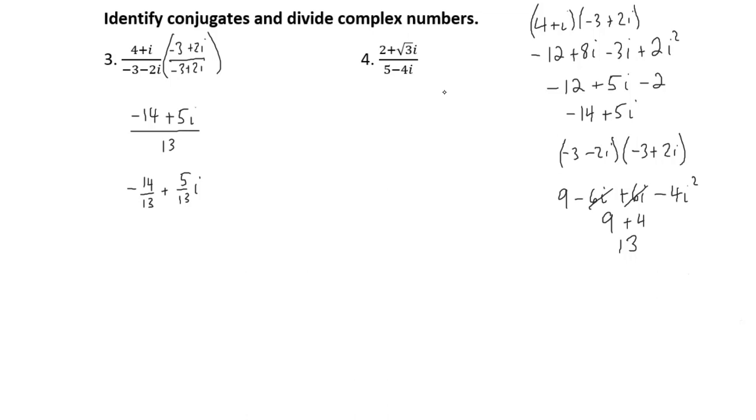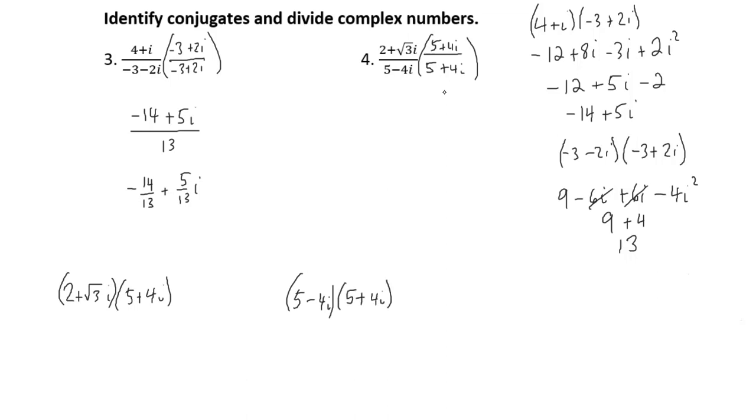So let's look at our last example. So in the bottom we have 5 minus 4i. So that means our conjugate that we need to multiply by is 5 plus 4i. And we multiply that top and bottom. All right, so let's go ahead and do that math over off to the side. So 2 plus square root of 3i times 5 plus 4i. And then we need to multiply 5 minus 4i times 5 plus 4i.